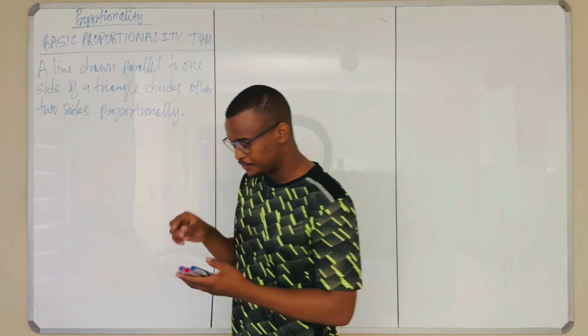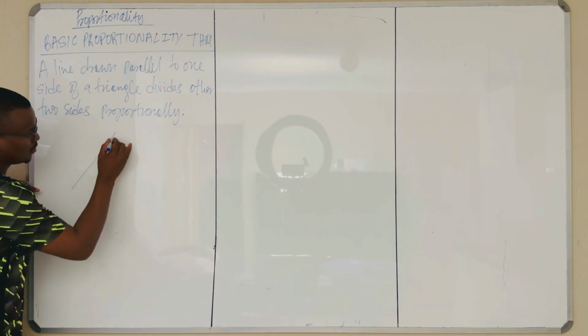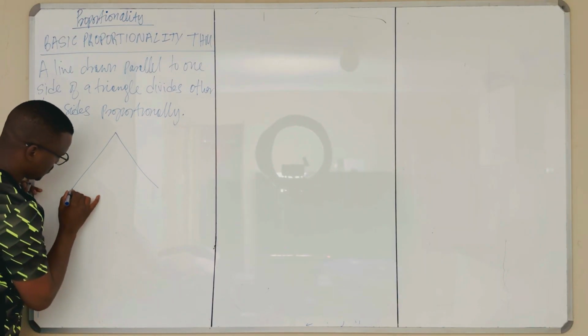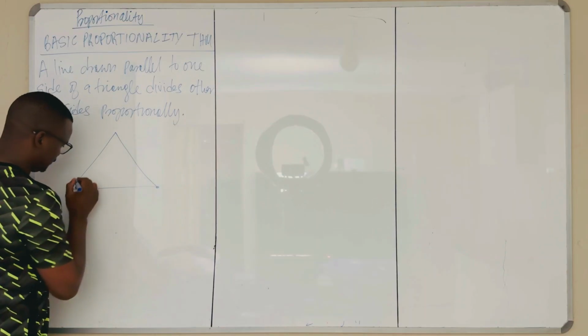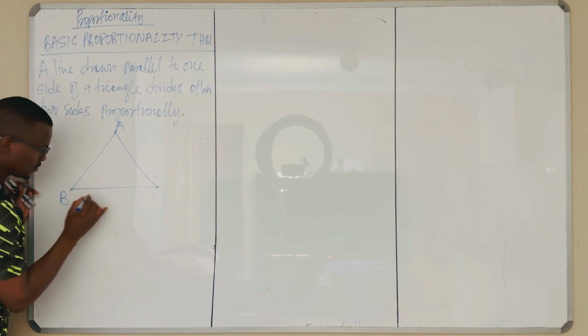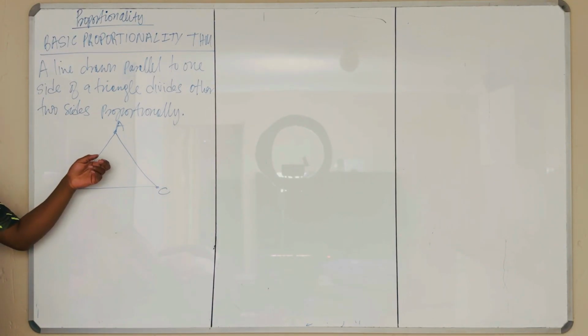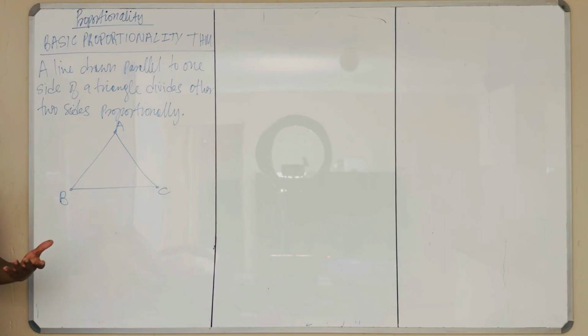What does this mean? That means if you have a triangle, I'm going to call the triangle ABC. Here's a triangle. If you draw a line that is parallel to one side of a triangle, then it will divide the other two sides proportionally.